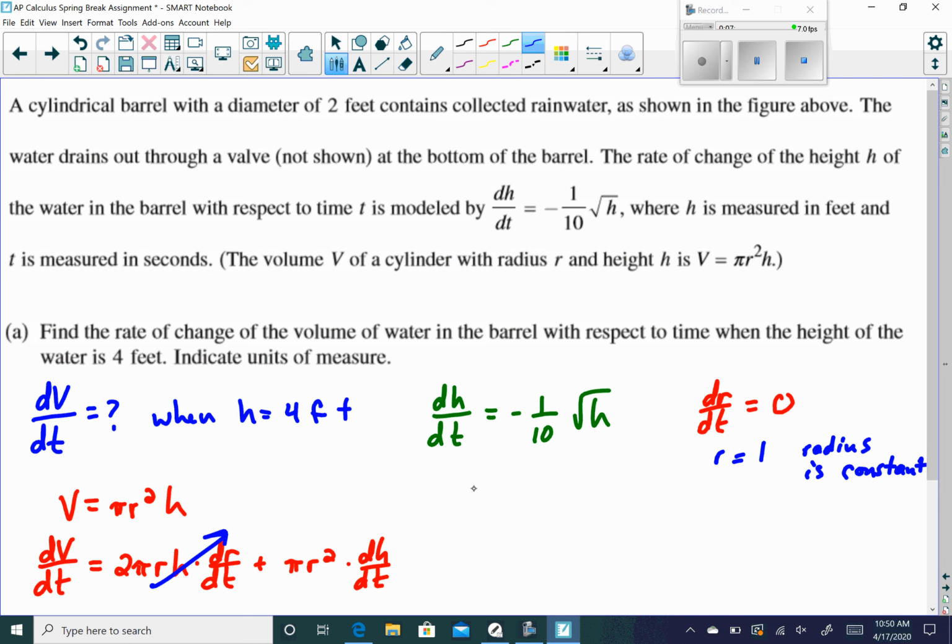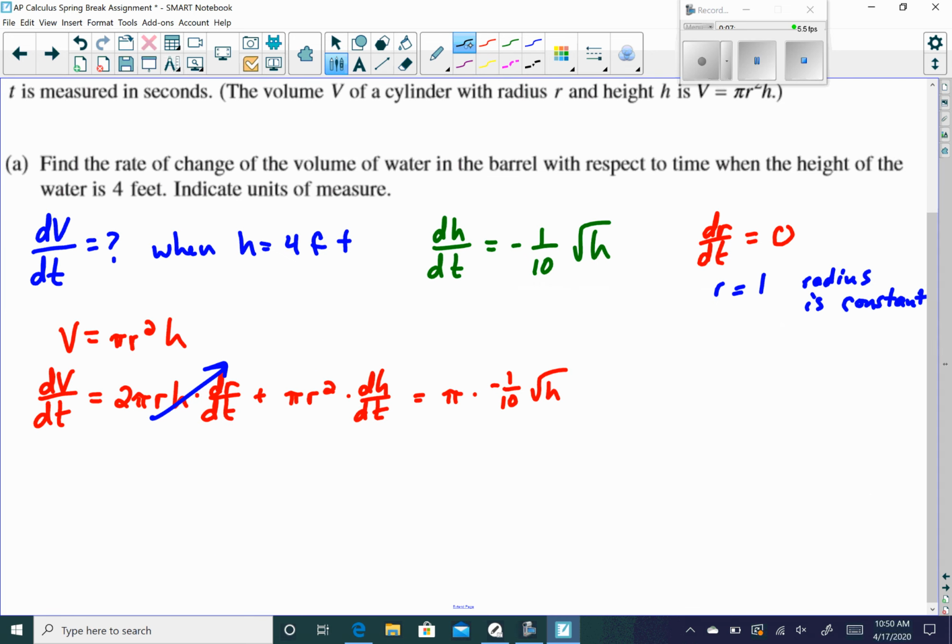So even when we go to finish this, we could just say if the radius is 1, we get pi times dH over dt, or actually the radius squared is just going to give us 1, so I don't have to write that. But then dH over dt is going to be the negative 1/10 times the square root of h.